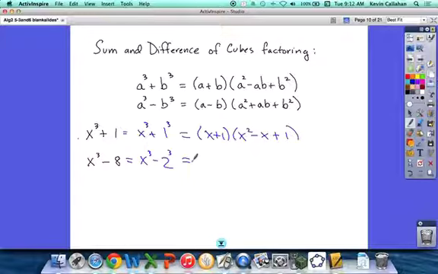So now in our formula, what takes the place of a? x. And what takes the place of b? 2, not negative 2. You're never substituting with the negative. The negative is part of the formula, so just substitute. x minus 2 times x squared plus 2x plus 4.